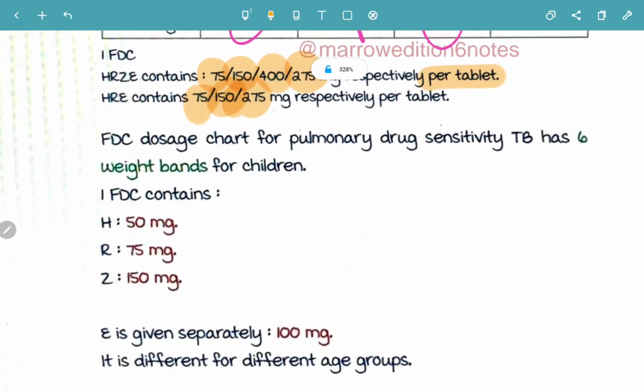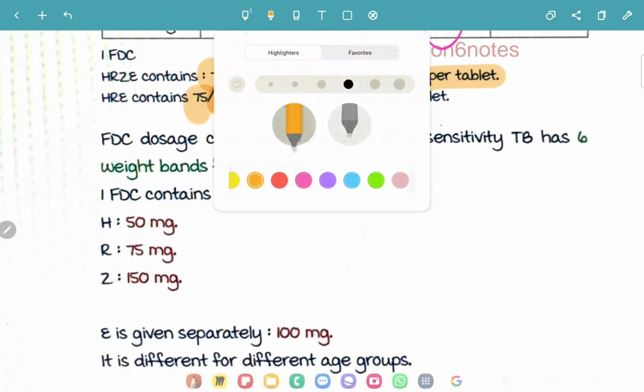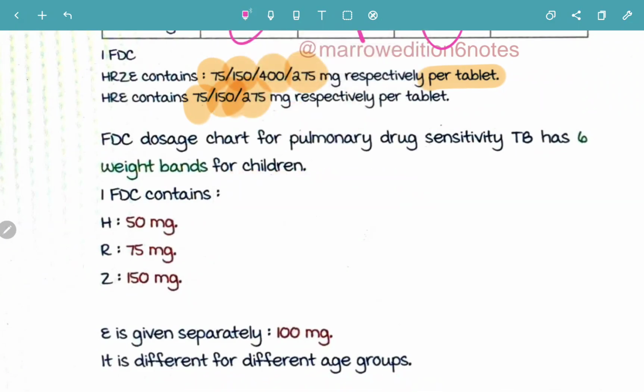So the fixed dose combination dosage chart for pulmonary drug sensitive TB has around 6 weight bands for children. So one fixed dose combination contains how much? 6 weight bands for children.